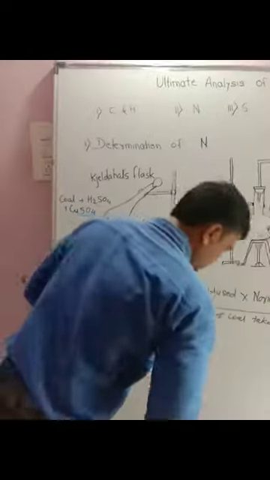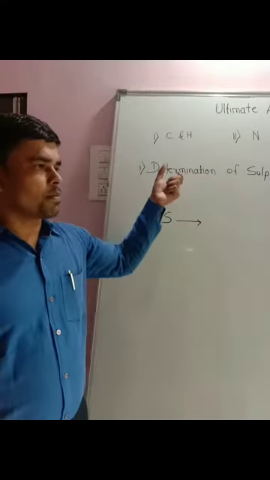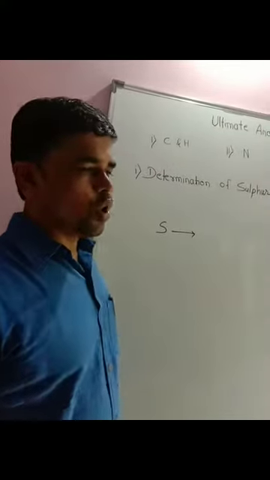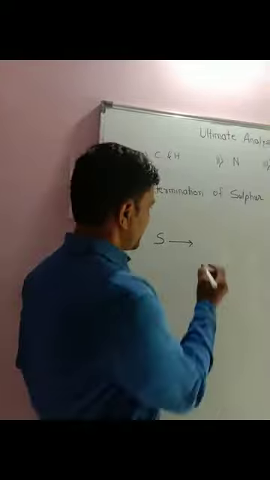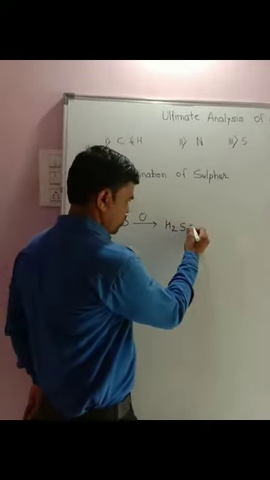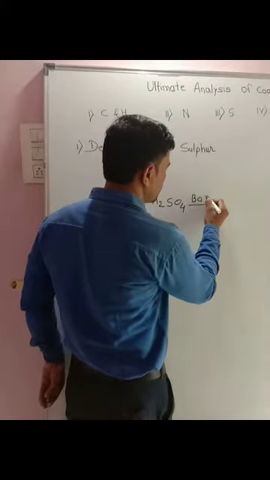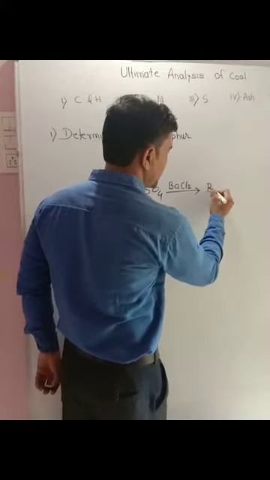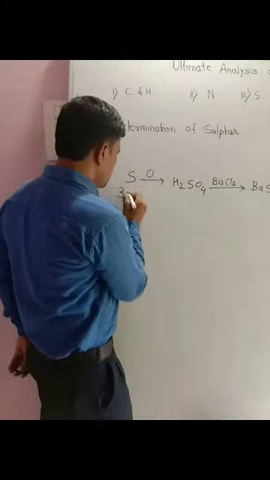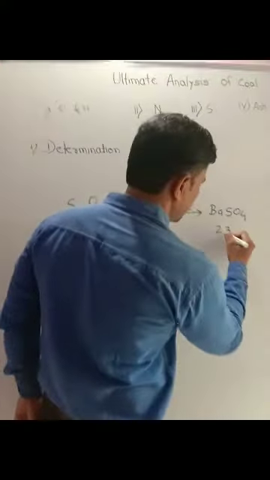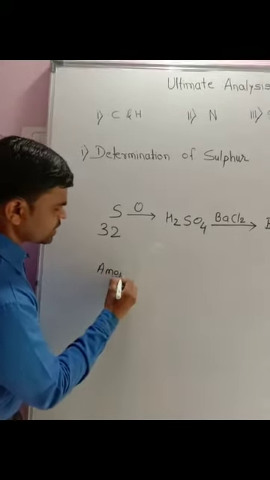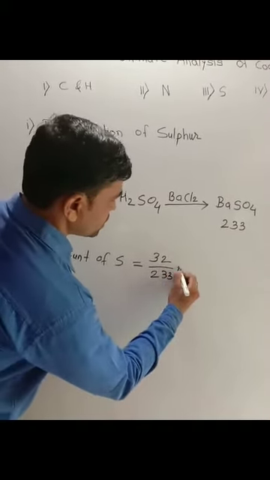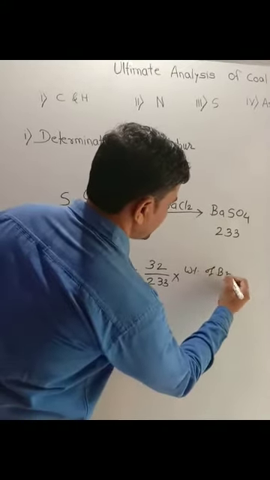Next is the determination of sulfur. Sulfur in the coal sample is determined by the gravimetric analysis method. A known amount of coal sample is heated in the bomb calorimeter. The sulfur residue is treated with acid and oxidized to convert it into sulfate. This sulfate is treated with barium solution and converted into barium sulfate. The molecular weight of sulfur is 32 and that of barium sulfate is 233 grams. So the amount of sulfur present is 32 upon 233 into the weight of barium sulfate.